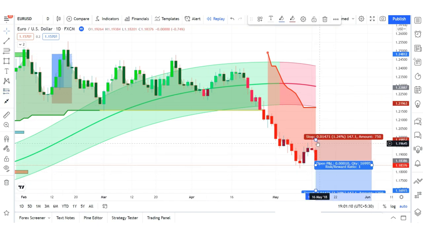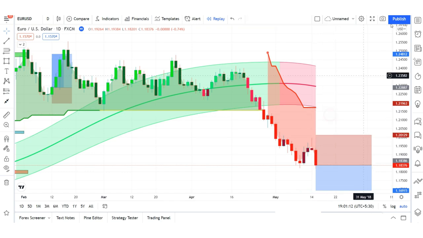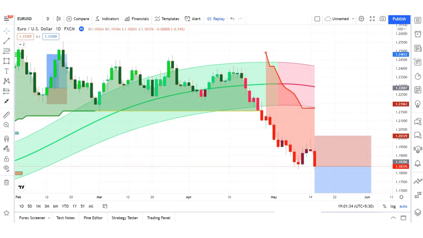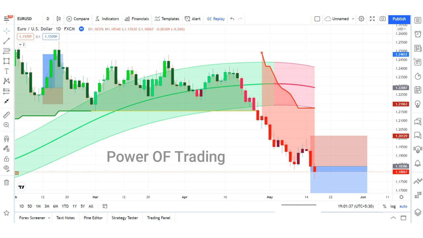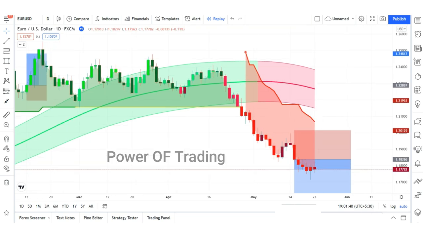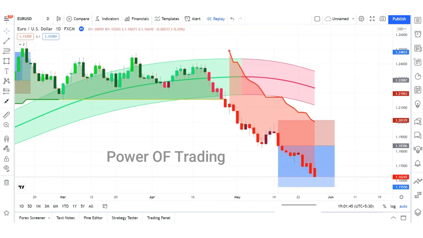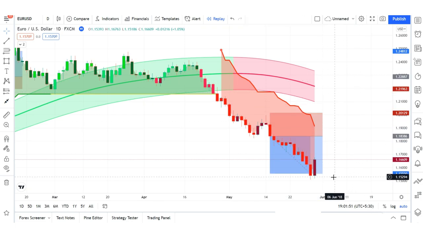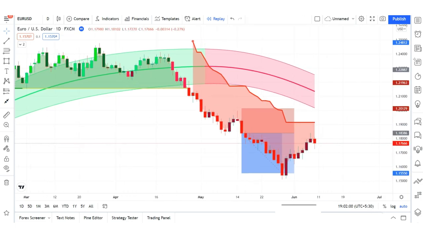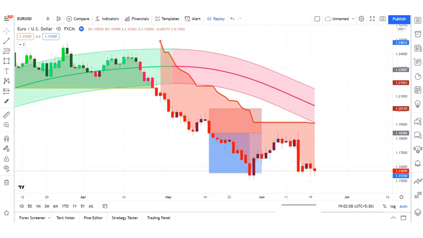Our stop loss will be placed at the baseline above, and our risk to reward ratio is 1:2. Let's see what happens to our trade. Our trade is running in profit. We have won the trade. Let's find the next trade.